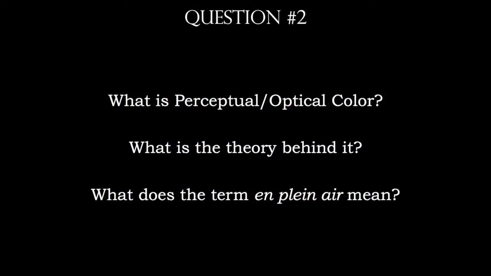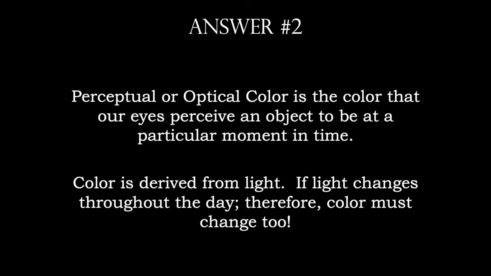The next thing we need to be concerned about is the type of color that the artist is using in this work. And we're not talking so much the physical color, but the way color is represented. Impressionists use what is called perceptual or optical color. And I'm going to tell you the theory behind it, and I'm also going to tell you about the term en plein air. So perceptual or optical color is the color that our eyes perceive an object to be at a particular moment in time.